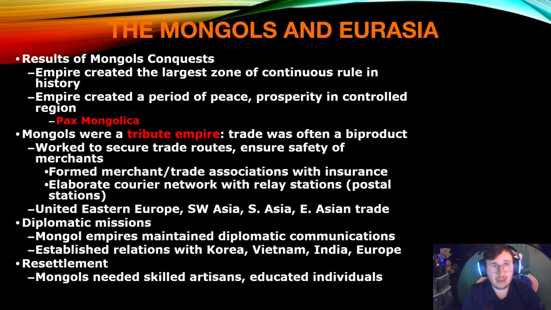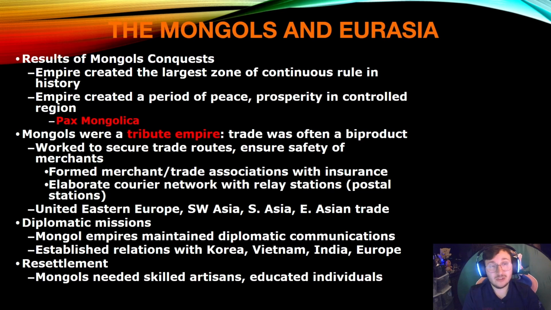They established what is known as postal stations, where they create letters and trade networks and relay stations. They're going to unite Eastern Europe, Southwest Asia, South Asia, and East Asian trade. But at the same time, while they were unable to conquer Korea, Vietnam, India, and Europe, they do establish friendly and diplomatic relations with them.